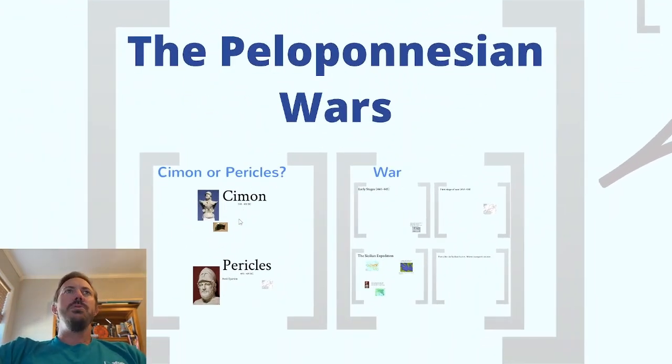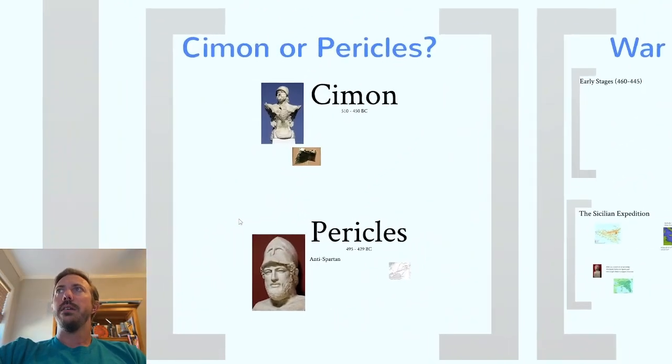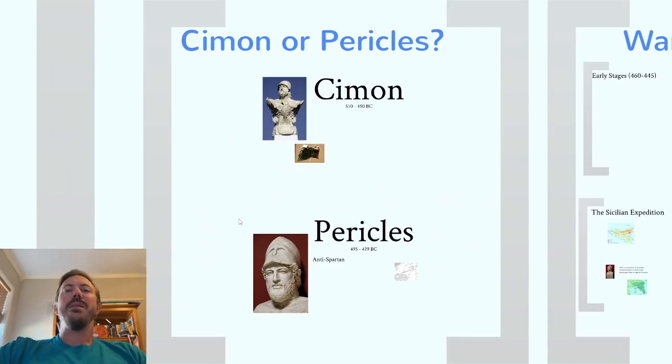Okay, let's take a look at the Peloponnesian Wars. And we're going to start by looking at two guys, Cimon and Pericles. We get our name Simon from Cimon, but in the Greek alphabet, the kappa is pronounced k, and the sigma is pronounced s. So we don't actually have a c in Greek. We only have a kappa and we have a sigma. So you spell this name with a kappa, so we pronounce it Cimon.